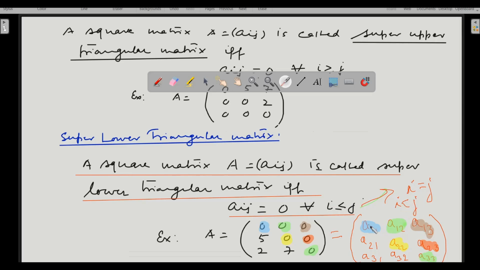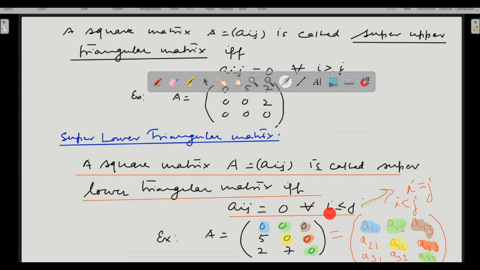Now for these 6 elements, they satisfy this condition: i is smaller than equal to j, because at the diagonals they are equal. So equality holds. And in these elements, i is smaller than j. For this, i is smaller than j. For this also, and for this also. So those elements are also 0.